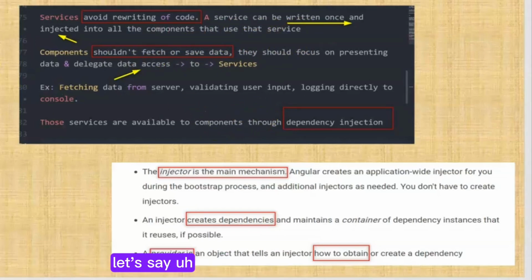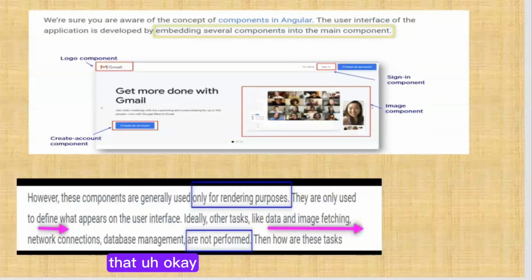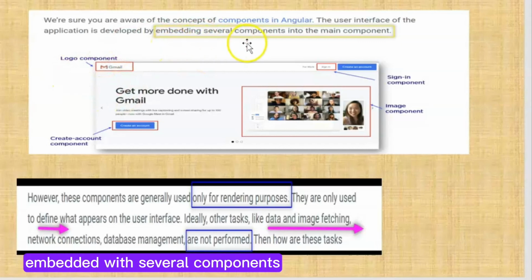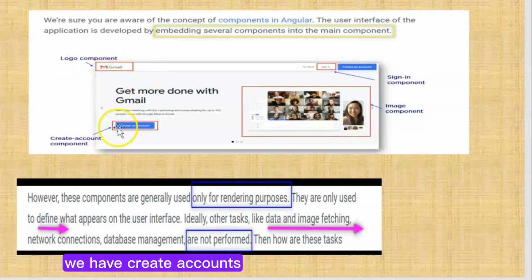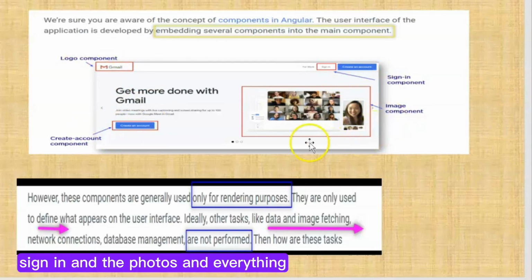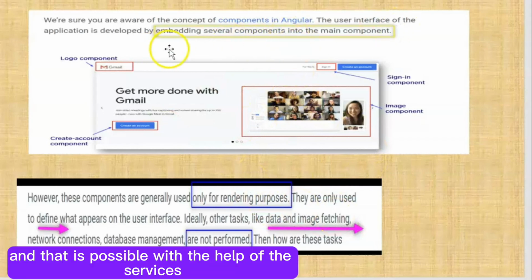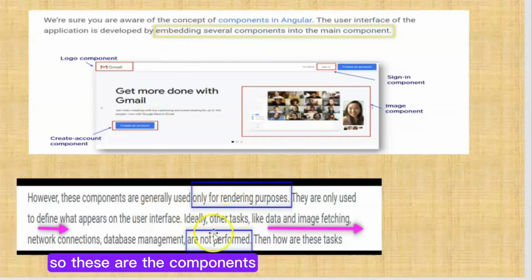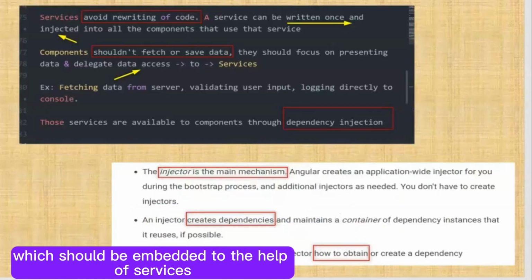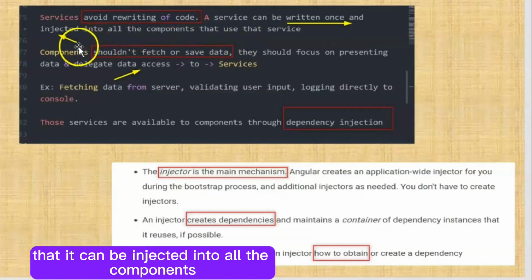For example, let's say there's Gmail. It is basically several components embedded into the main component. We have the logo component, create account, sign in, and photos and everything. These are not on one component, these are multiple components, all embedded into one component, and that is possible with the help of services. So that's what it says, that it can be injected into all the components.